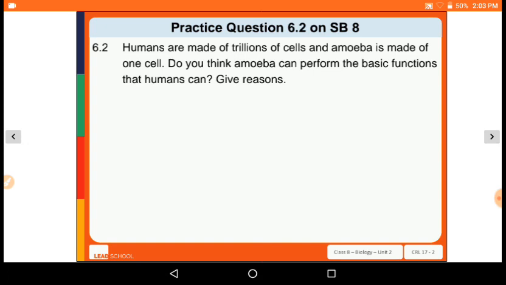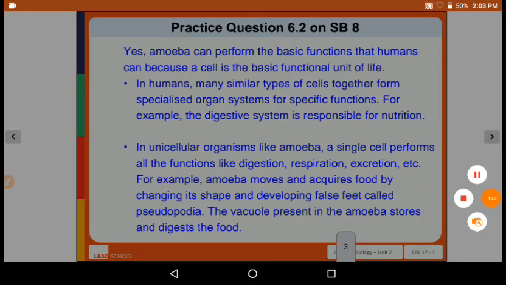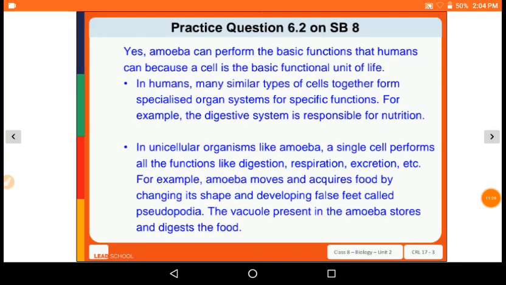Humans are made up of trillions of cells and the amoeba is made up of one cell. Do you think amoeba can perform the basic functions of life? Give a reason. So the answer is that yes, amoeba can perform the basic functions that humans can because a cell is the basic functional unit of life.